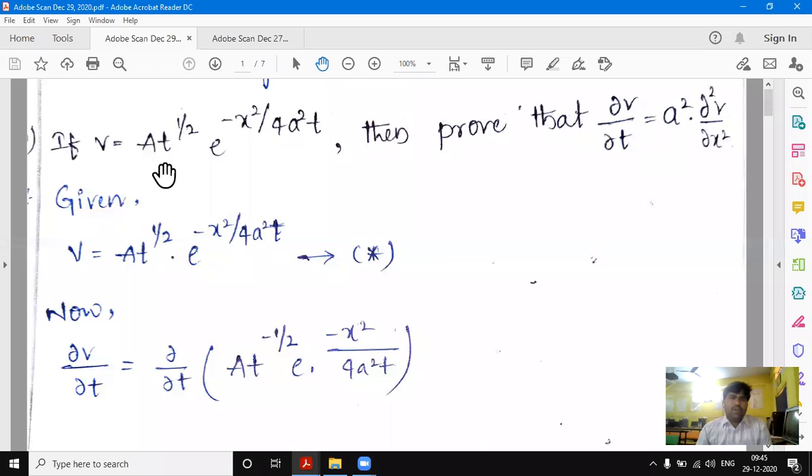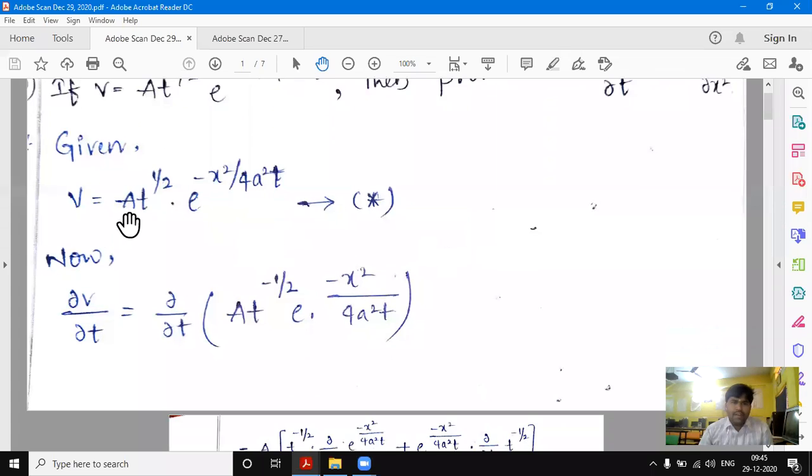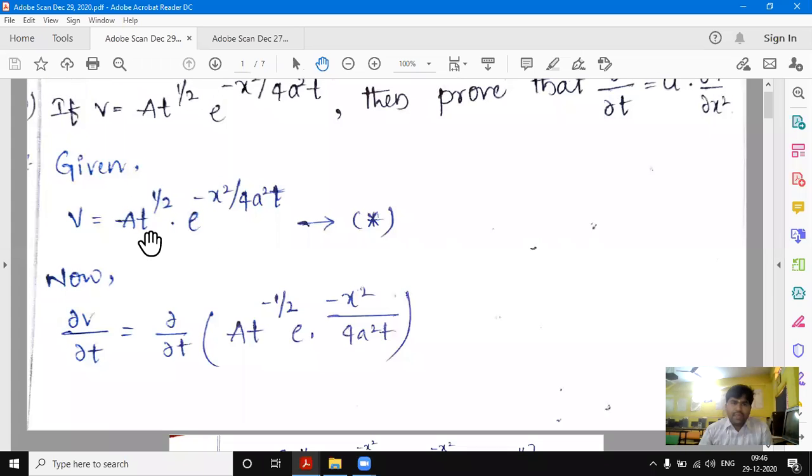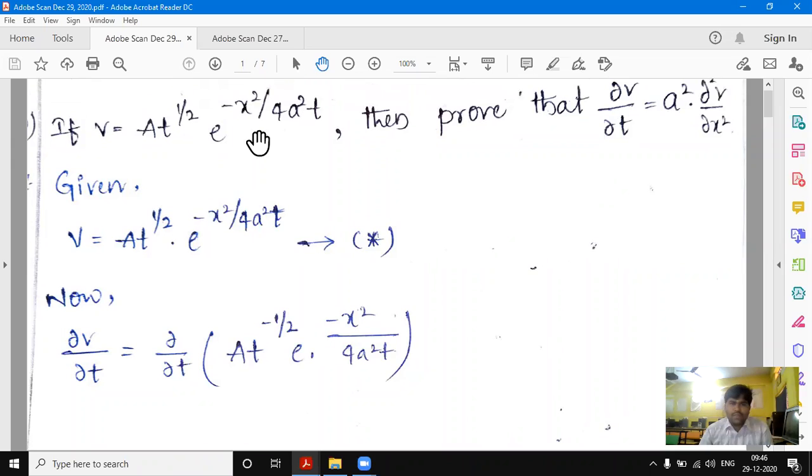If v is equal to a t power 1 by 2 into e power of minus x square by 4a square t, then prove that dou v by dou t is equal to a square into dou square v by dou x square. So we have already completed this type of problem. Okay, see beta, given v is equal to a t power 1 by 2, that is nothing but root t e power of minus x square by 4a square t. We are taking this as equation number star.